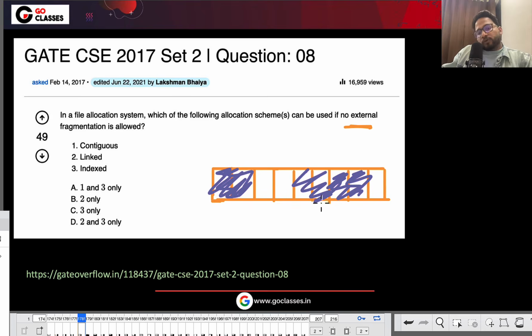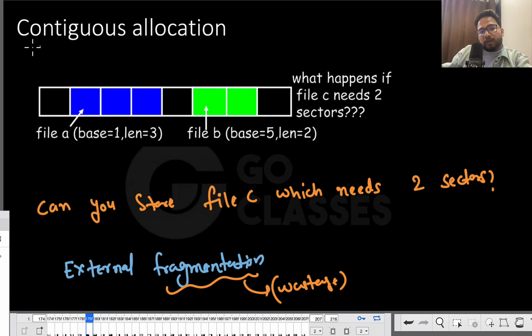Now suppose you want to store some file which needs 3 blocks, and let's suppose it is contiguous. I'm assuming it is contiguous. Then contiguously you don't have 3 blocks, and if it is contiguous allocation, then this is the external fragmentation, which means fragmentation means wastage. I already told in the previous lecture, in contiguous allocation you have the external fragmentation.